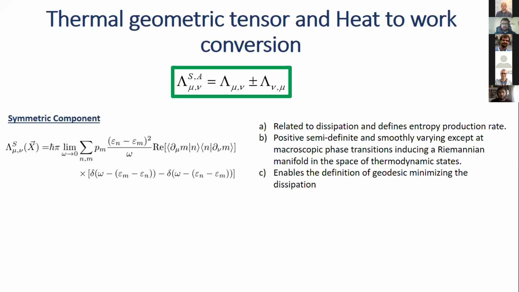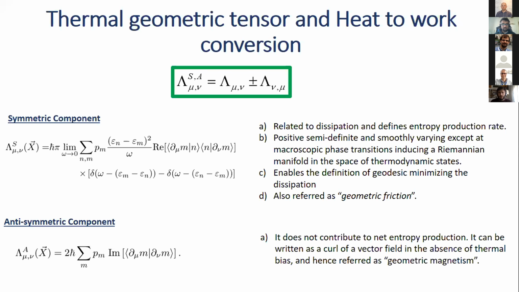The antisymmetric component, on the other hand, can take both positive as well as negative values. And rightfully, it is not associated with any entropy production. In the absence of thermal bias, it can be written as the curl of a vector field. It is also referred to as geometric magnetism in this sense. And at zero temperature, it corresponds to Berry curvature.